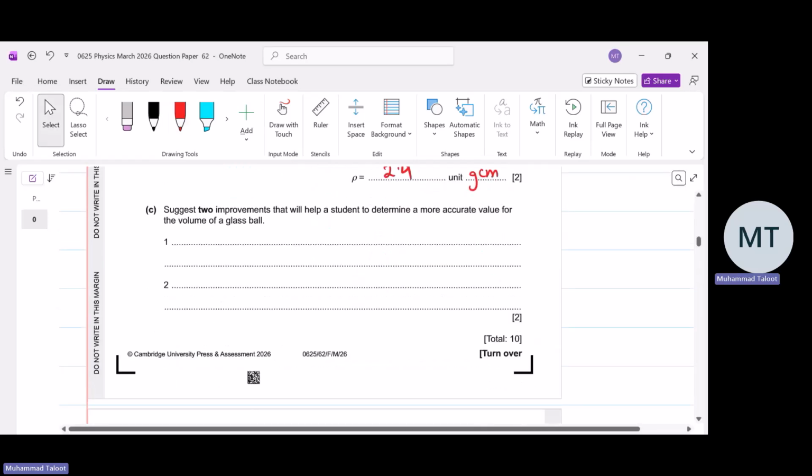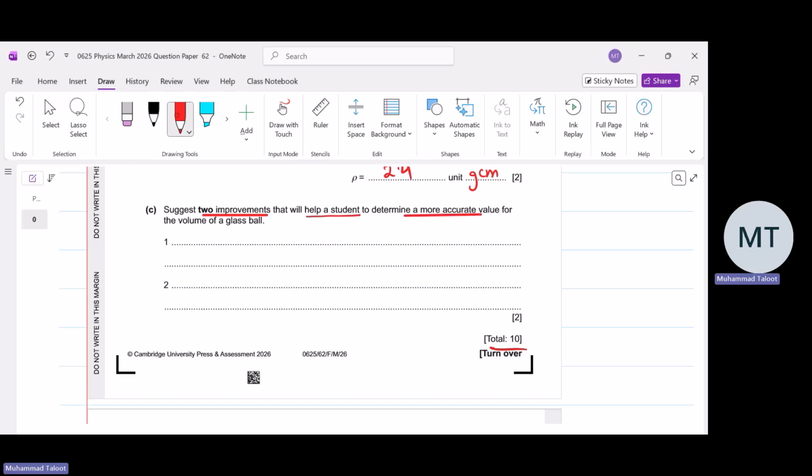So C part, the last part of this question, 10 marks question it is. Suggest 2 improvements that will help a student to determine more accurate value for the volume of a glass ball. So here the suggestion is use more glass balls and divide by the number of balls. It will be giving you more good value of volume. This is a very technical point, by the way. Use a measuring cylinder with small scale division so you can even measure more accurately the volume.